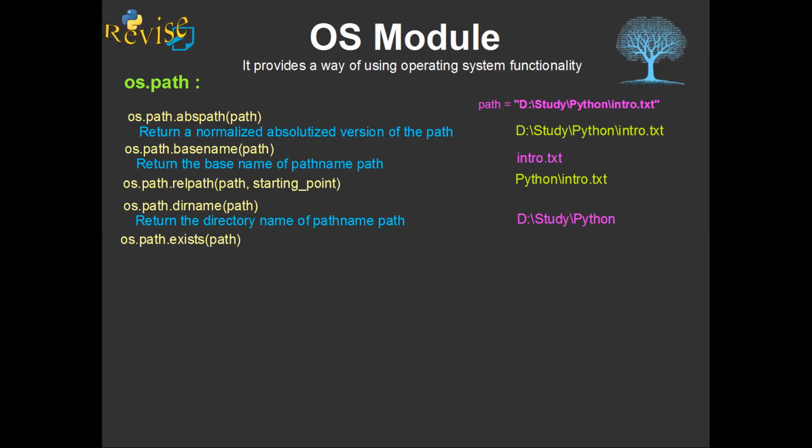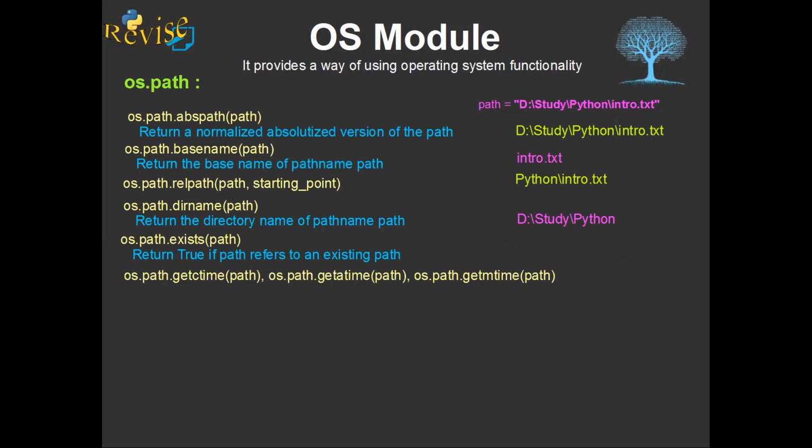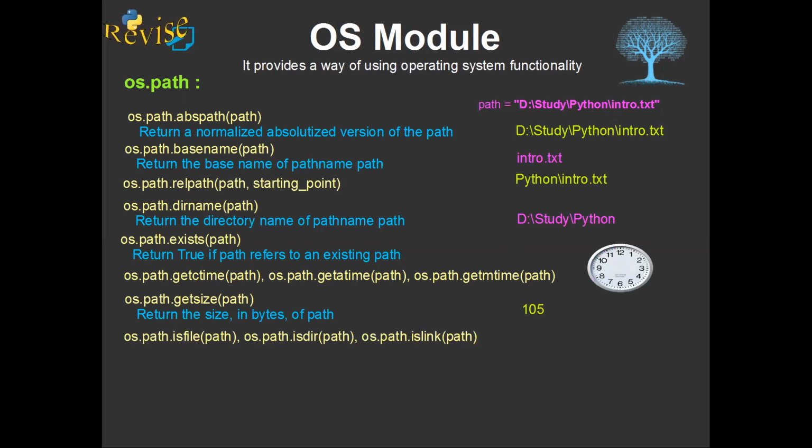os.path.exists is usually used like this: if os.path.exists, then do these operations in your program. So this is to check if the path exists. Then getctime gives you the creation time, getatime gives you the access time, and getmtime gives you the modified time for a particular path. Then os.path.getsize gives you the size of the particular file path in bytes, 105 bytes. os.path.isfile, isdir, and islink check particularly if it is a file, a directory, or a link.